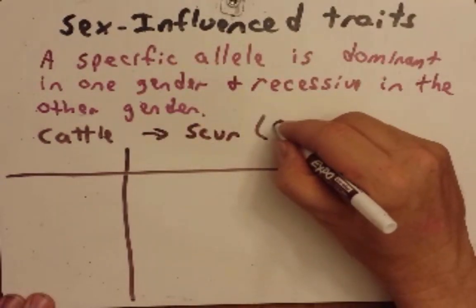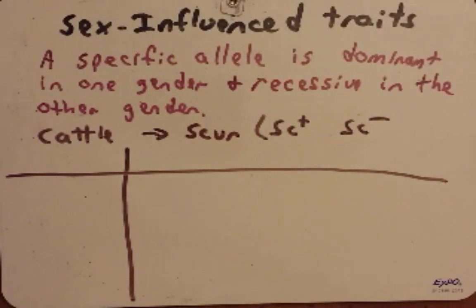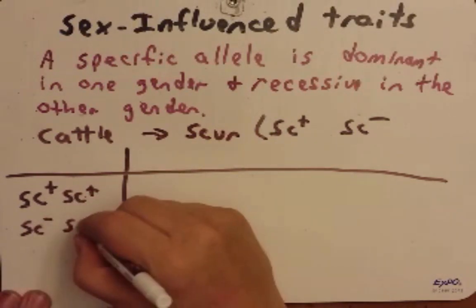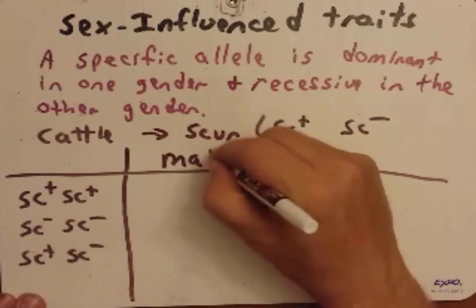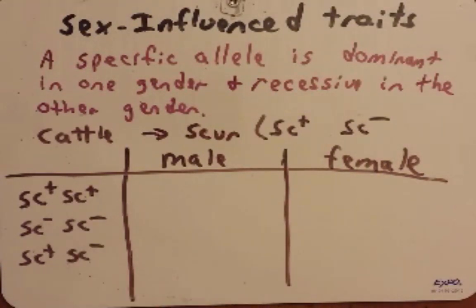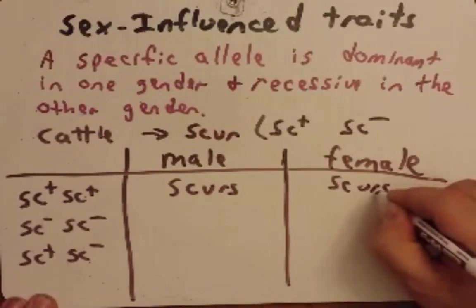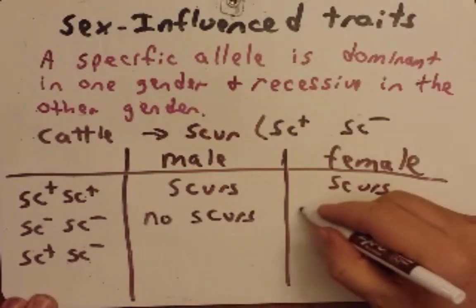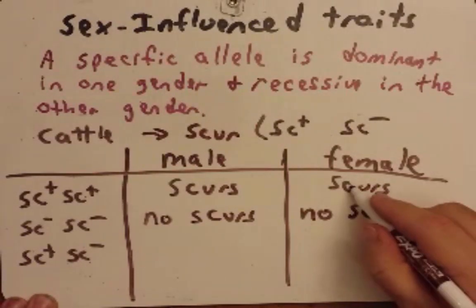The presence or absence of skirs is determined by this gene. SC plus is the wild-type version, and then SC minus is the mutant version. So over here, let's write some genotypes. SC plus, SC plus, SC minus, SC minus, and then the heterozygote, SC plus, SC minus. And here we'll put male cattle, and then over here we'll have female cattle. SC plus, in males or females, you'll see skirs. SC minus, the homozygous recessive, no skirs. So as far as the homozygous states, dominant or recessive, there's no difference in gender. Either skirs or no skirs.